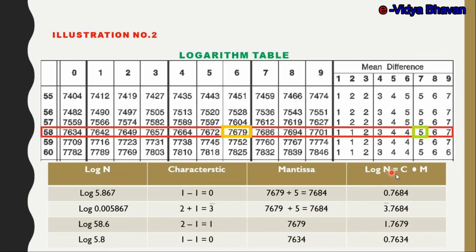Now log n is equal to nothing but what? Characteristic dot mantissa. So the characteristic in this case is 0 dot mantissa. Characteristic is 3 bar dot mantissa. Characteristic is 1 dot mantissa 7679. Characteristic is 0 dot mantissa is 7634. So this way we can write the log. This was all about log. Lecture 2 video will be on anti-log and some simple sums based on log.